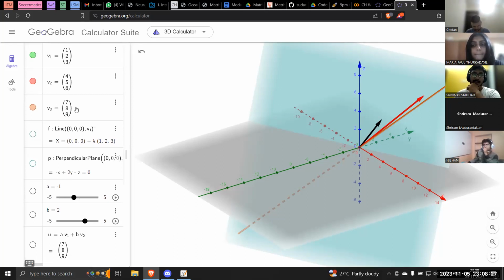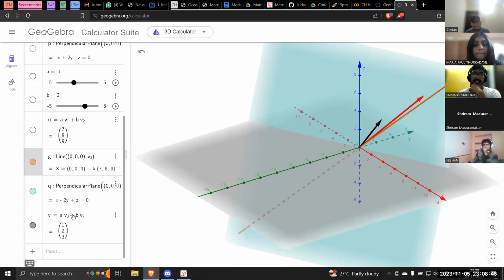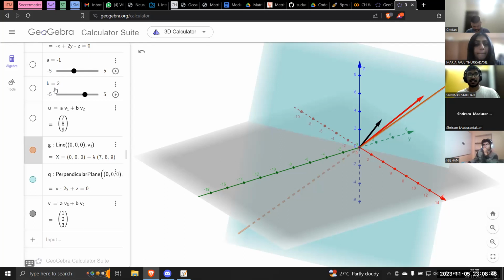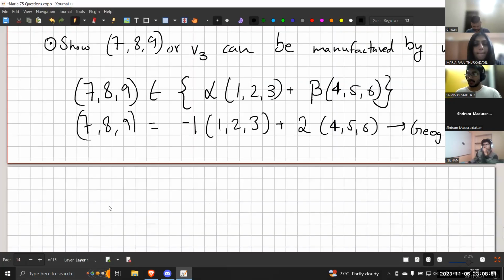And similarly, you can think about the third way. I would have taken Maria's suggestion first and then taken Nishan's suggestion second. And then I would have realized I already completed looking at Chetan's suggestion. So you can represent Chetan's suggestion as some linear combination of 1, 2, 3, and 7, 8, 9. Right here also alpha and beta happen to be -1 and 2.